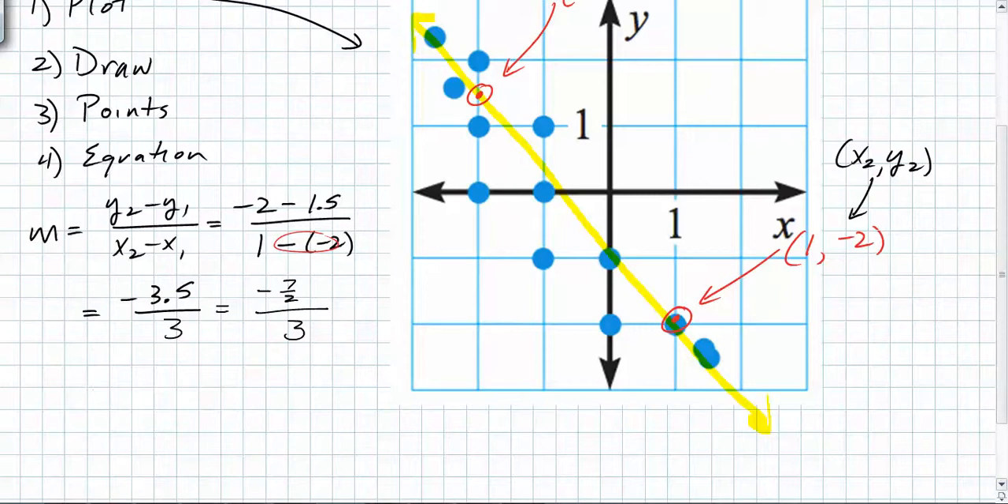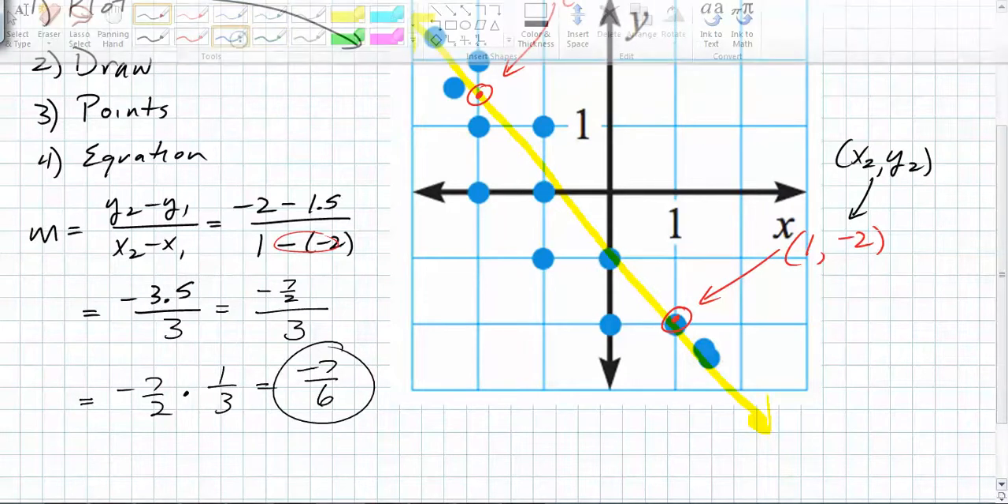-7 over 2 divided by 3. Dividing by 3 is the same thing as multiplying by the reciprocal, so it's going to be -7 over 2 times 1/3. So we get -7 over 6. So the slope of that line is -7 over 6.